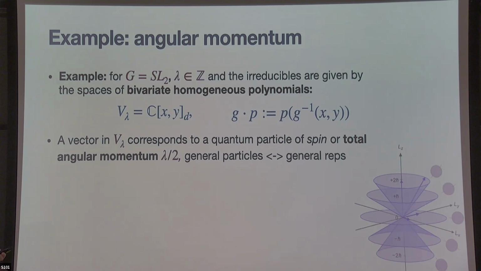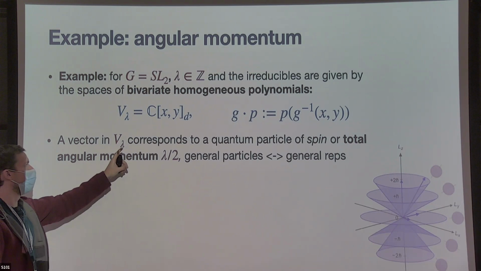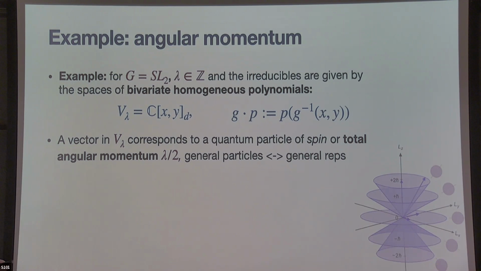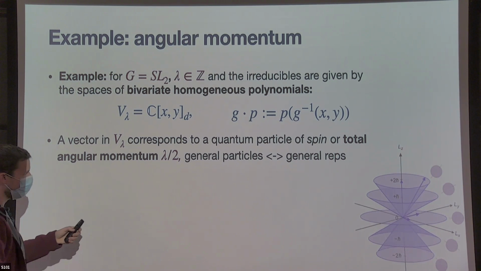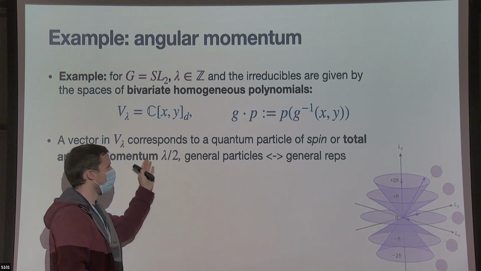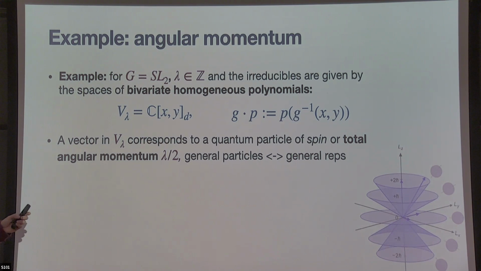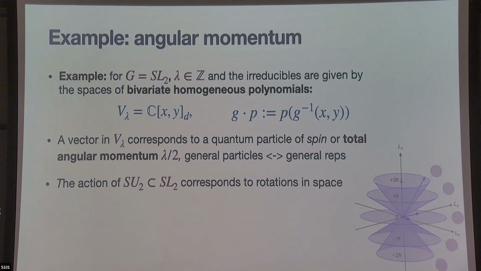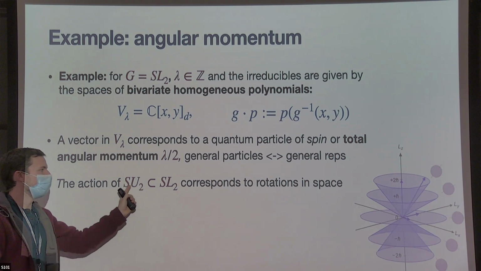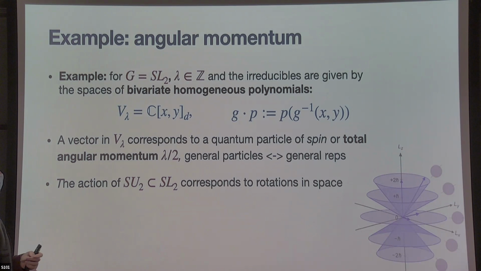It turns out for some reason in nature that these representations correspond to quantum particles with particular spins. For whatever reason, the spin is lambda over 2. The irreducible ones are particles of definite angular momentum. But there are particles that don't have definite angular momentum, and those come from general representations of SL2. The reason for this, morally, not precisely at all, is that the action of this subgroup SU2, the 2x2 unitary matrices of determinant 1, corresponds to rotations in space.